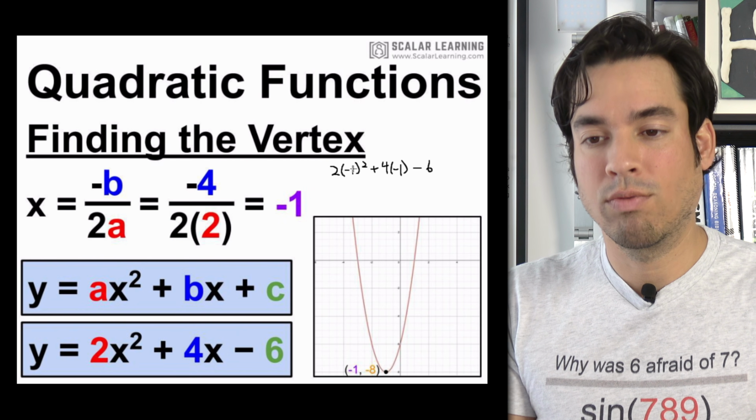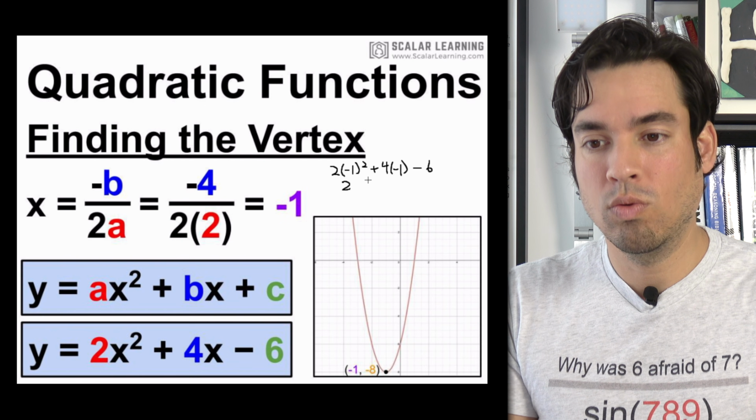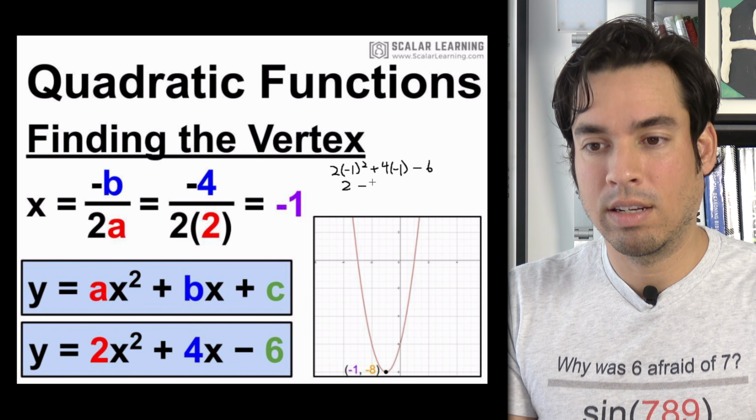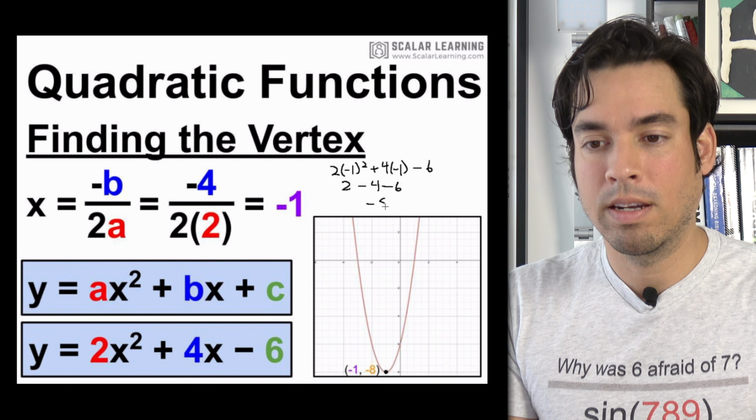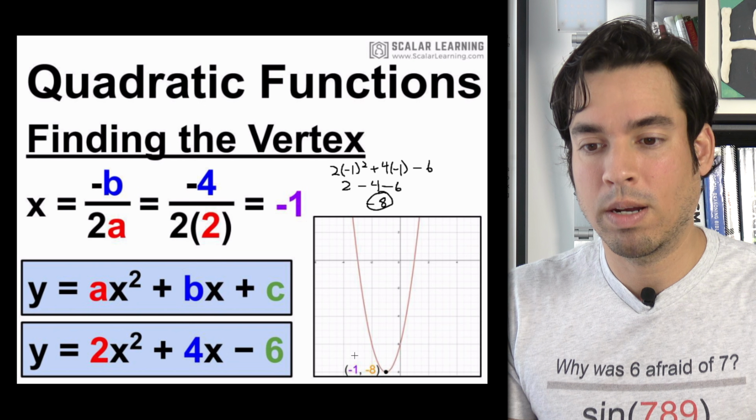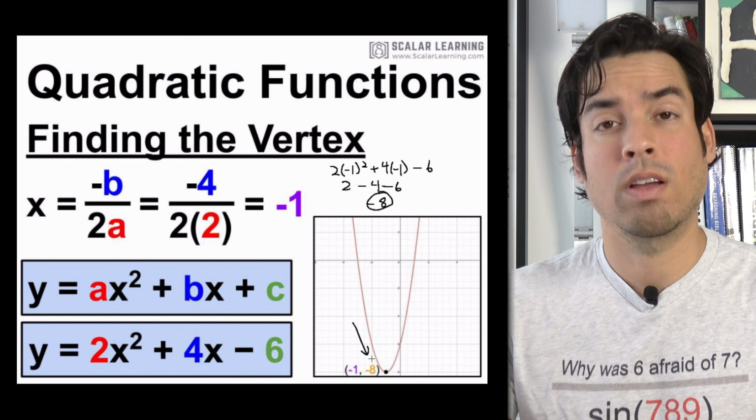This, of course, -1 squared is 1, times 2 is 2. 4 times -1 is -4, and -6 just stays as is. 2 minus 4 is -2, minus 6 is -8. So that gives us our corresponding y value of the vertex.